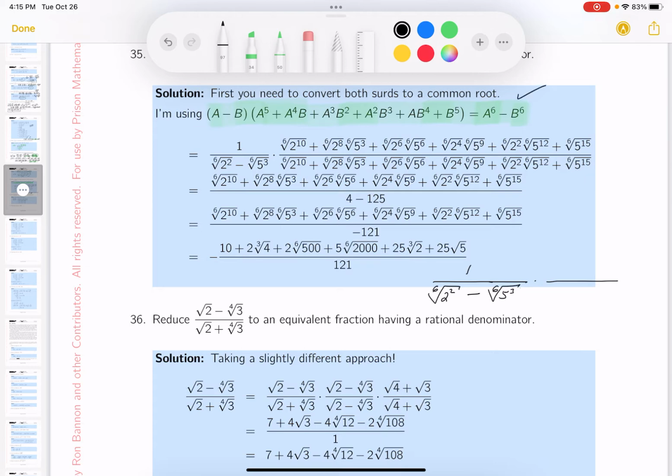So again, if you decide against this, which is fine by me, you could do this. You could say, the 6th root of 2 squared minus the 6th root of 5 cubed. You could do that. All right? And then what do you get on top? The 6th root of 2 squared minus the 6th root of 5 cubed. And let's just do that. I don't want to do the whole thing for you.